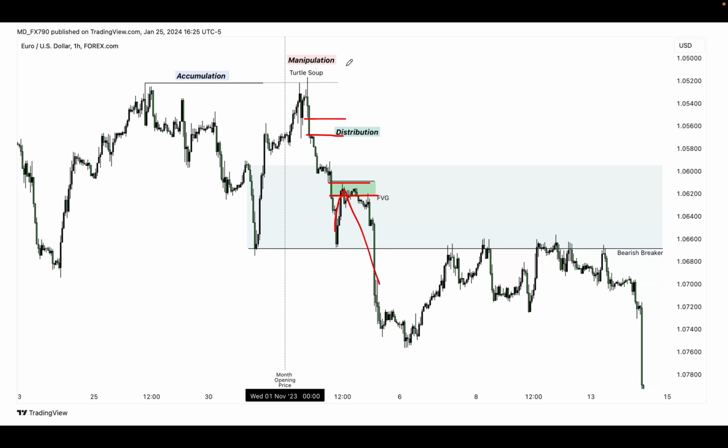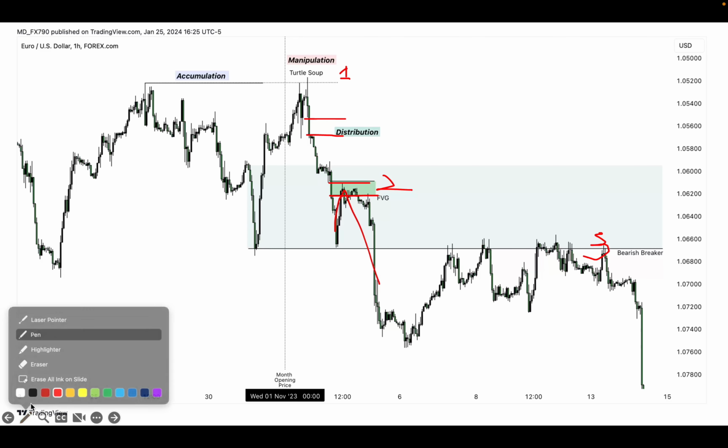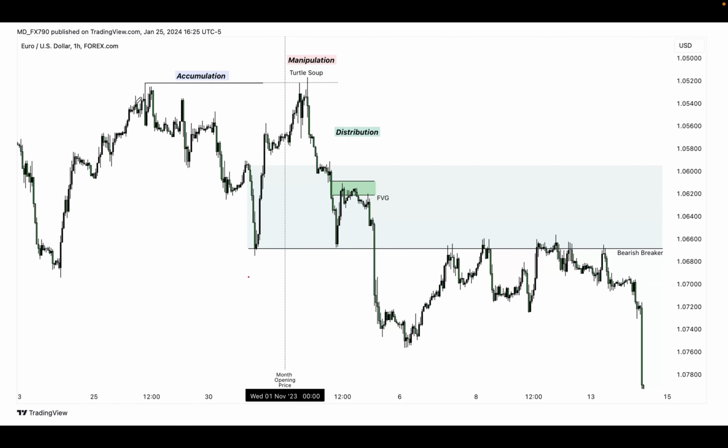So this is basically our first entry, second, and our third entry. Our third entry is this bearish breaker over here. So accumulation, manipulation, distribution, bearish breaker. Price accumulated and total soup happened during manipulation. So our total soup is our first entry. Total soup is basically an entry method.